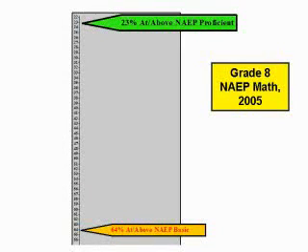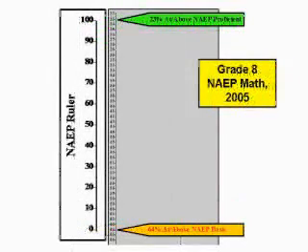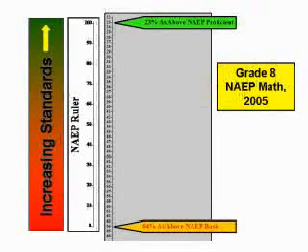Next, we're going to plot the percentage of students that scored at or above NAEP Proficient. That was 23% in 2005 on 8th grade math. Those 2 points now define our NAEP ruler, which runs from 0 down at the bottom opposite the orange arrow to a score of 100 opposite the green arrow at the top of the page. To be clear on this, we have increasingly higher standards as we move up the NAEP ruler from the bottom of the page to the top of the page.